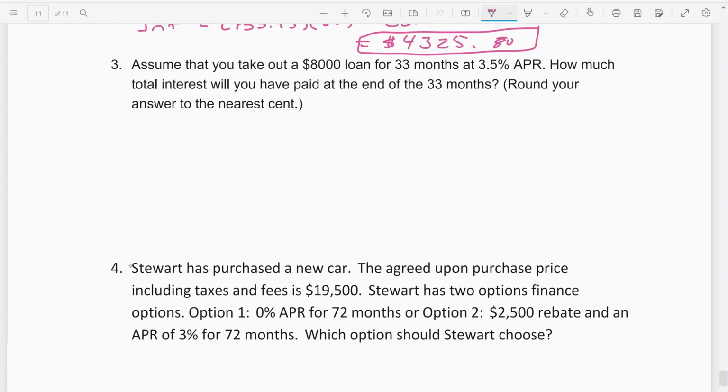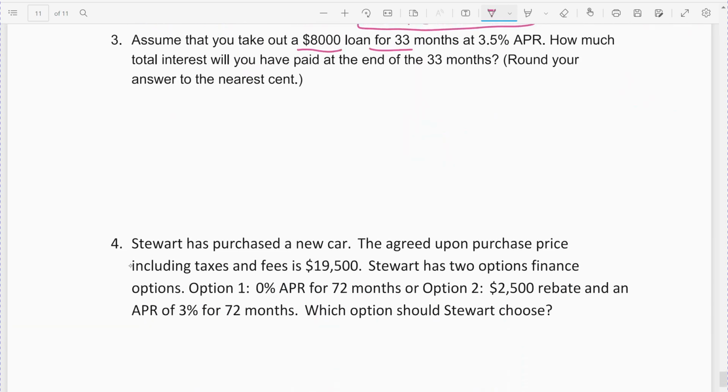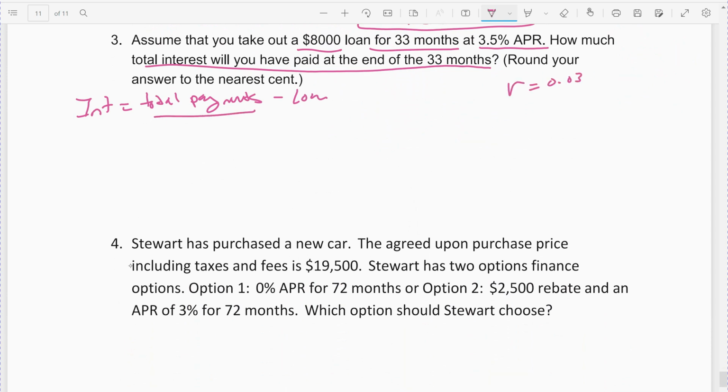Alright, next example. Assume that you take out $8,000 in a loan for 33 months with a 3.5% APR. How much interest will you pay at the end of the 33 months? Round your answer to the nearest cent. So you're figuring out interest again. Remember, interest is your total payments minus the loan. So we have to figure out total payments. R is our 0.035 divided by 12. T is given to you. That's what the 33 months represent. 33 months is how many payments you make. So they're giving you T in this case. When they give you the months, they're telling you the T amount. That's how many payments. You're going to make 33 payments. All right, that's what the T is.